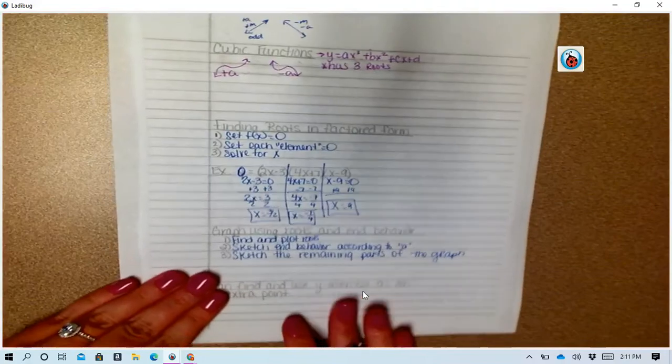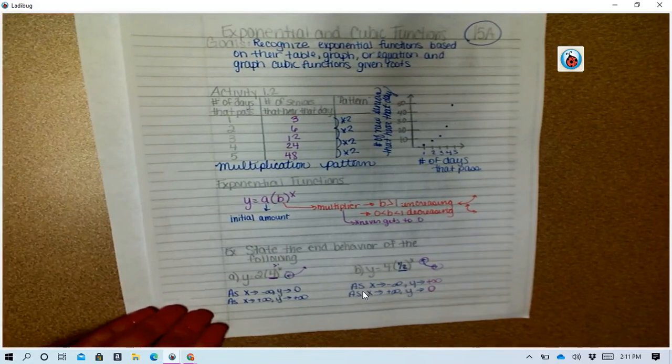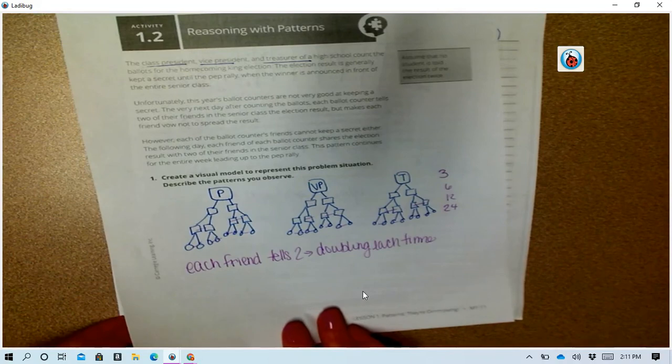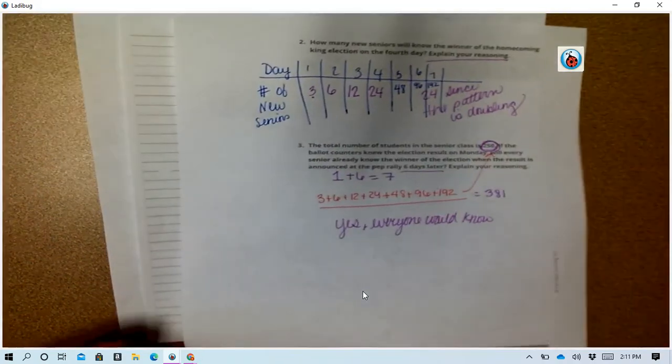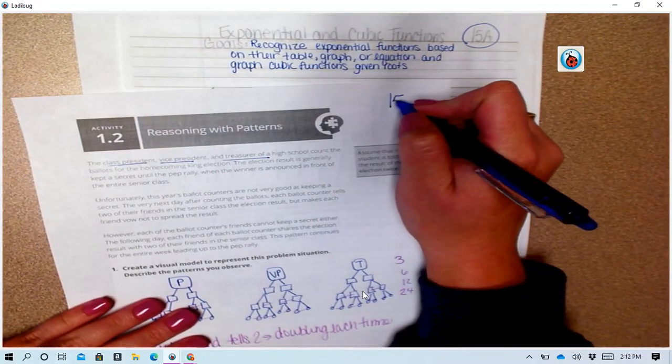So here's what the back of your notes should look like. Here's what the front of your notes should look like. And then your textbook page should look like this. And make sure this textbook page is labeled 15B.